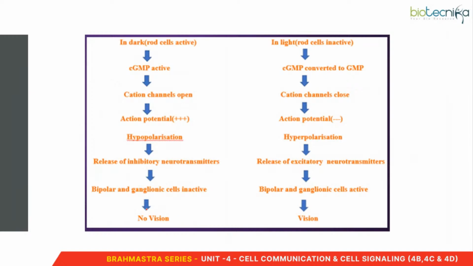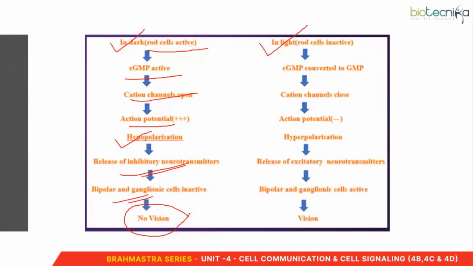Next, try to remember the difference between what happens in the dark condition and what happens in the light condition. In the dark, rod cells are active. So cGMP is active, cation channels open, action potential, hypopolarization, that is nothing but depolarization. That causes the release of inhibitory neurotransmitters. The nerve cells responsible for vision will be inactive because it is dark, and that's why you're not able to visualize in the dark condition.